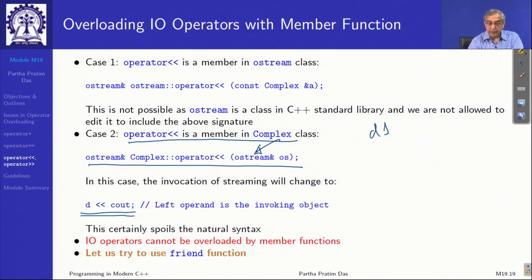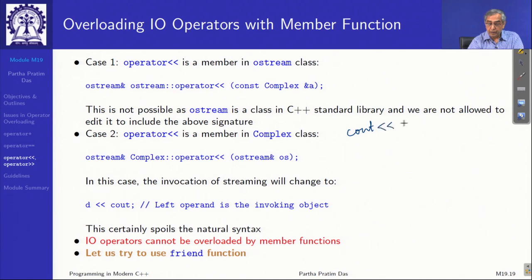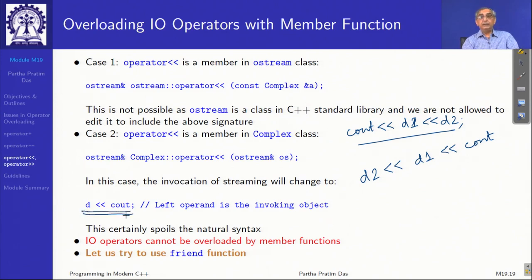I would have liked to write cout, say there are two objects D1 and D2, I would like to write this. This is what the built in types write, but here what will I have to write? I will have to write it differently, because unless my object D of the complex class comes on the left of the operand, I will not be able to invoke this operator and pass the cout to it.